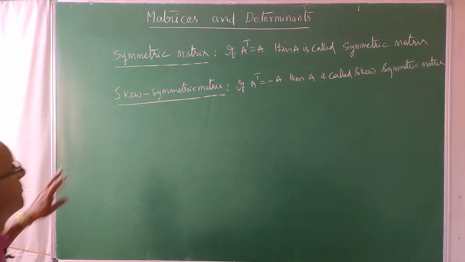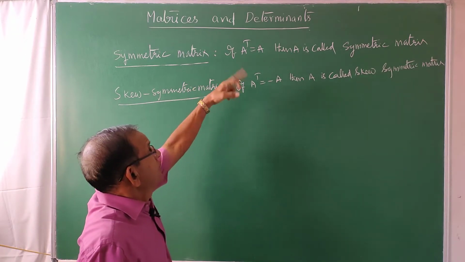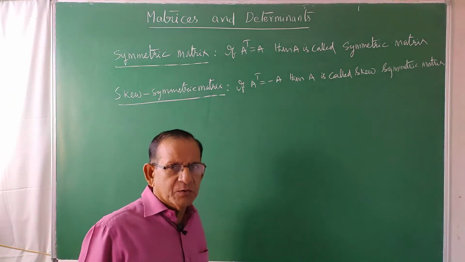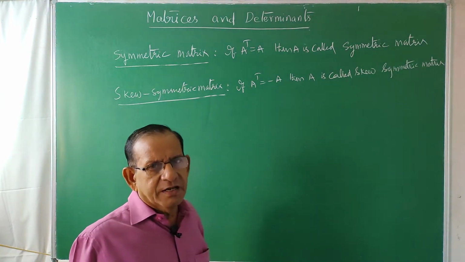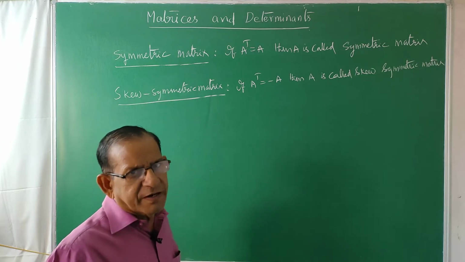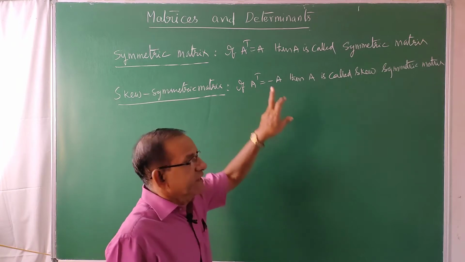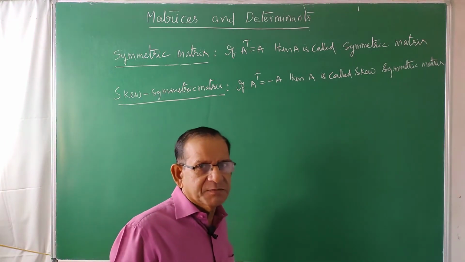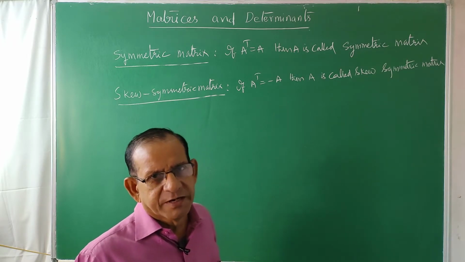Now let us talk about symmetric matrix. If A transpose is equal to A, that means if you change the rows of A into columns and you get the same matrix A again, then A is called a symmetric matrix. But in a skew symmetric matrix, A transpose is equal to minus A. If you change the rows into columns and you get minus of the original matrix, then A is called a skew symmetric matrix.